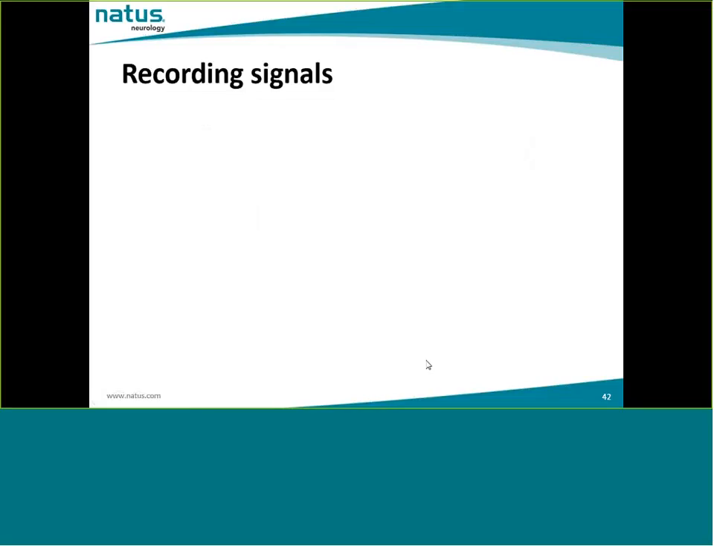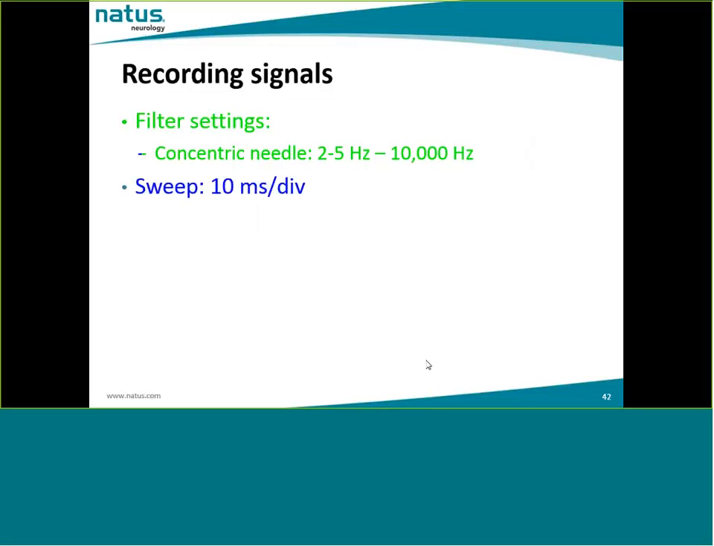So now that we have an understanding of how the multi-motor unit analysis works, how the measurements are made, how they are analyzed, the mean values, the outliers, let's see how this is actually done in a clinical environment. The first step is to record the signals. The filter settings, as I indicated earlier, for concentric needle are about 2 to 5 Hertz, 10 kilohertz for the high frequency. The sweep is 10 milliseconds per division. This is the standard setting.